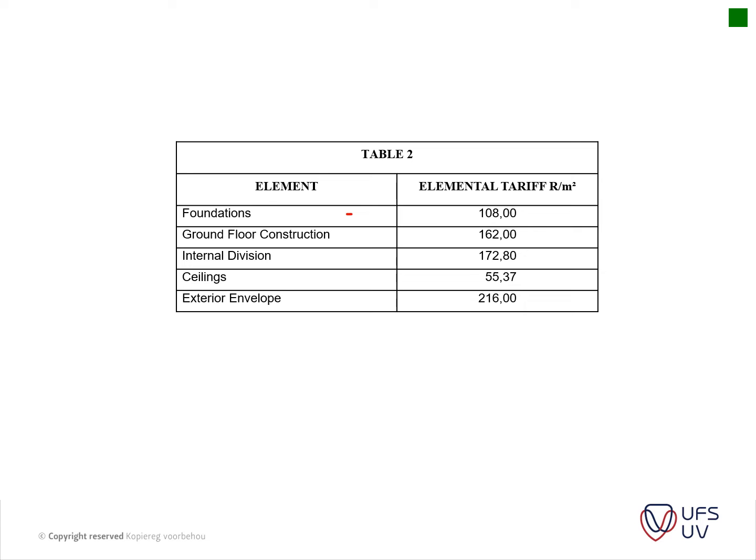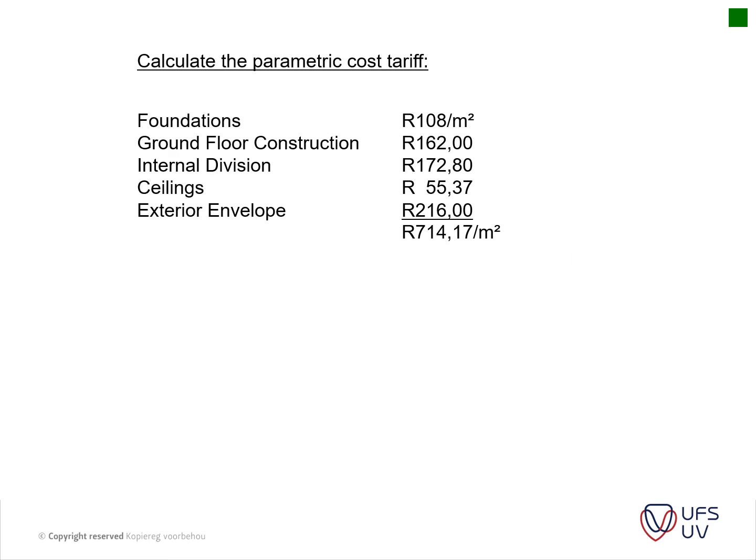This is what your colleague did. He calculated the foundations at 108 Rand per square meter, then your ground floor construction at 162 Rand, your internal divisions at 172, your ceilings, and your external envelope. Now basically you go and search for these elements in your project. Before we get there, just have a look at the following. You calculate your parametric cost, which is those elements added together to get a cost per square meter.